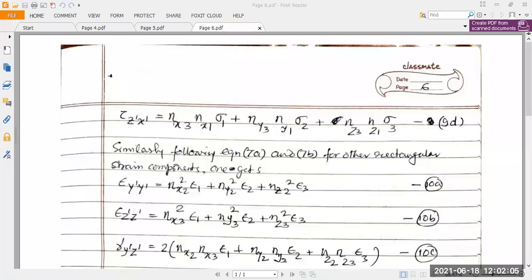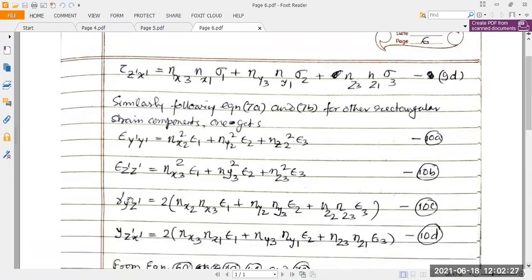And following the same equations 7 and 8 for the other rectangular strain components, we get epsilon yy, epsilon zz equal to epsilon 1, epsilon 2, epsilon 3, etc., in terms of the direction cosines nx2, ny3 and nz3. We also have gamma, or shear strain, 2 into nx1, ny2, n3, etc., and in fact 2 into nx3 and 1, and gamma xy is like this here.